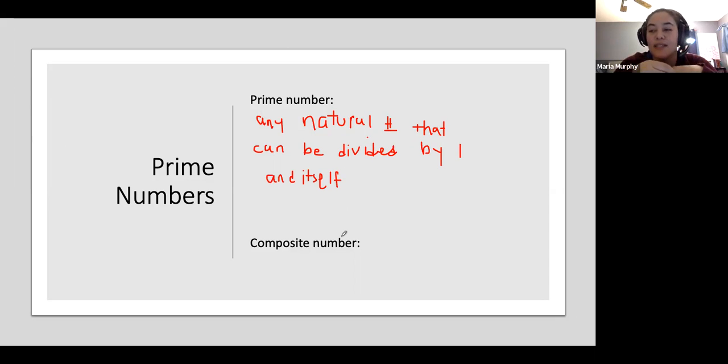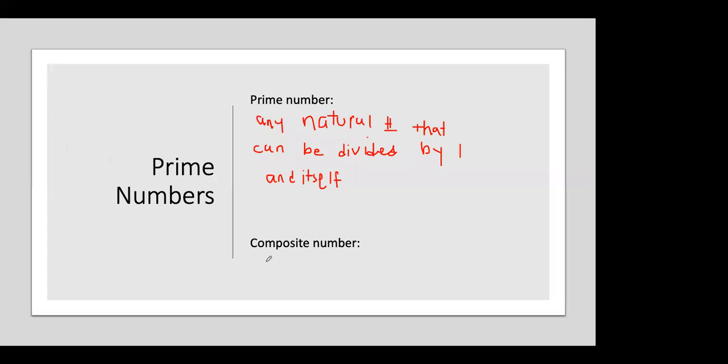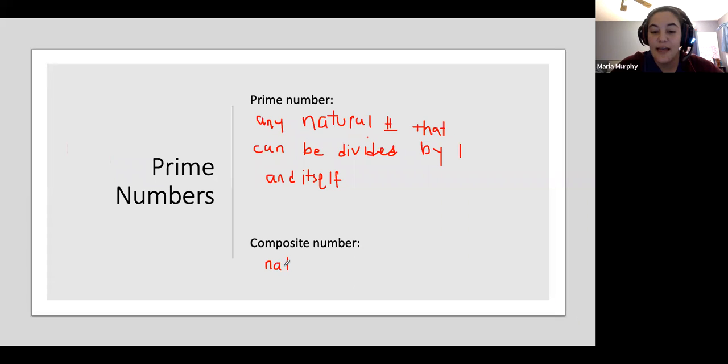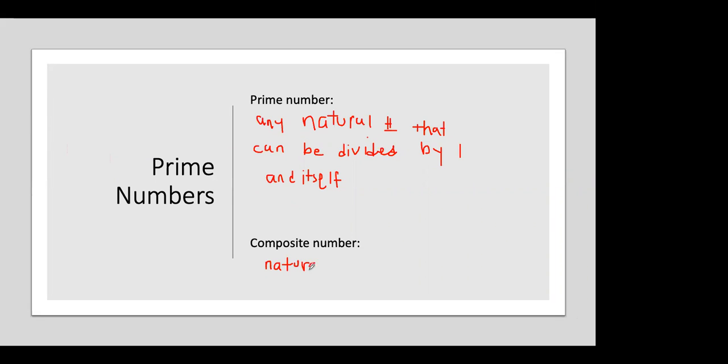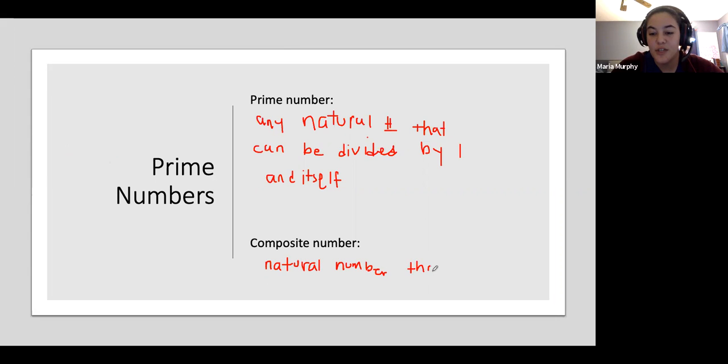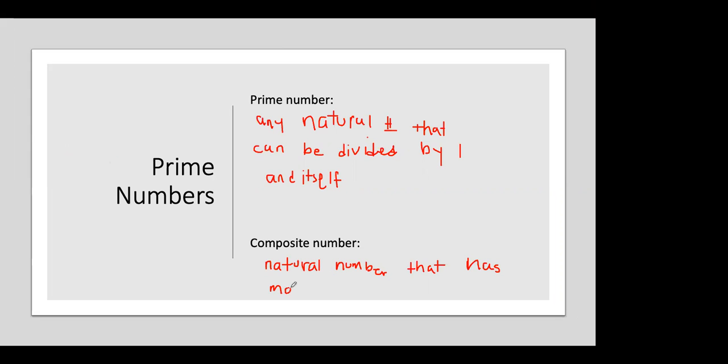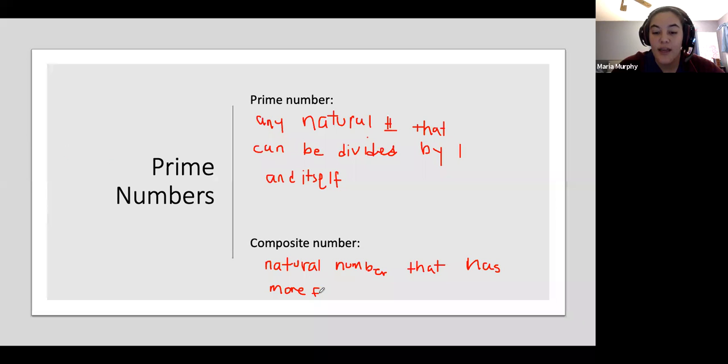Okay. What about a composite number? Anyone know? Wouldn't those be just the non-prime numbers? What's another definition? The natural numbers that what? Yeah, natural numbers that are divisible by 1 and another number as well as itself. A natural number that, and I'm just going to change up what you said by using a couple different words, has more factors other than 1 and itself, right?